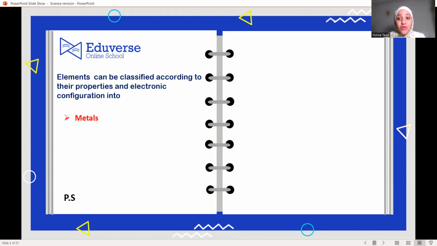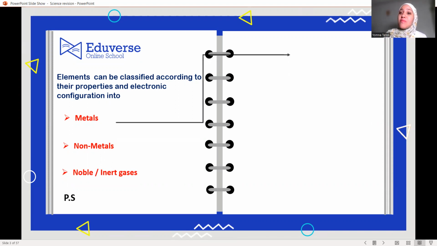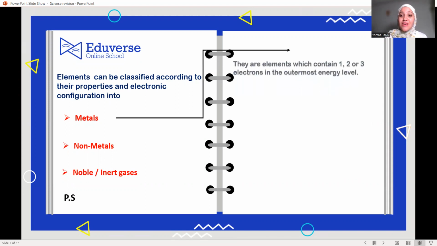So we have metals, we have nonmetals, and we have noble or inert gases. What are the differences between them? Let's first talk about metals. Metals are elements which contain 1, 2, or 3 electrons in the outermost energy level. Like for example, sodium.